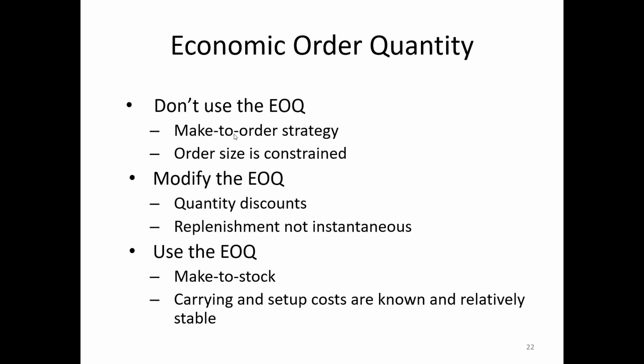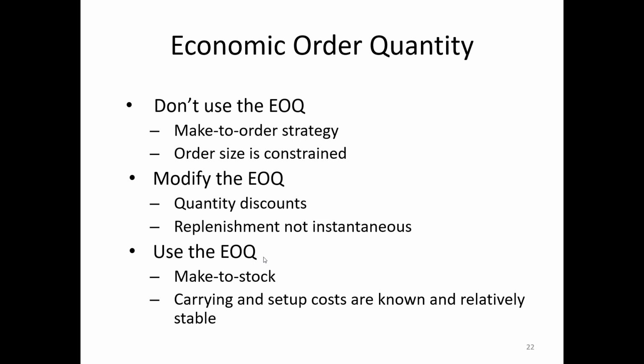EOQ doesn't work so well when you have a make-to-order, customized situation. You're making stuff for a customer, or the order size is constrained. Then, of course, you have to make adjustments. You can modify it for quantity discounts. You just make little formulaic adjustments. These are not that hard, and in many cases, software can deal with that. Replenishment is not instantaneous, so hey, there is a lead time. You can adjust for that as well.